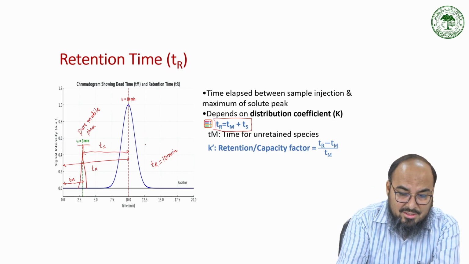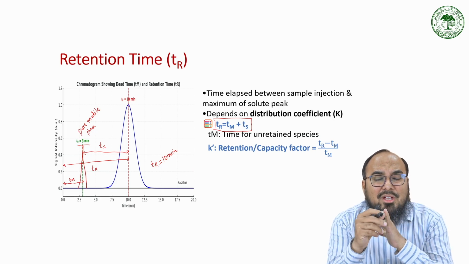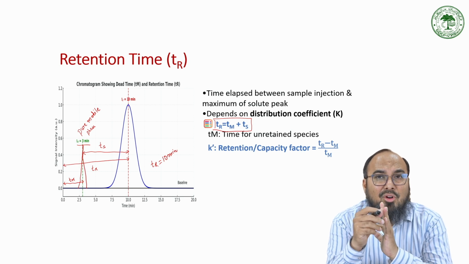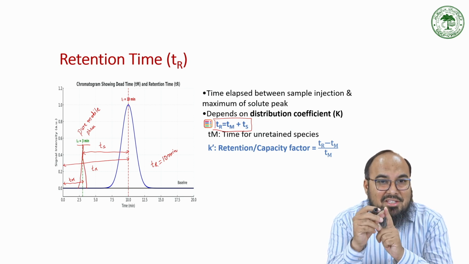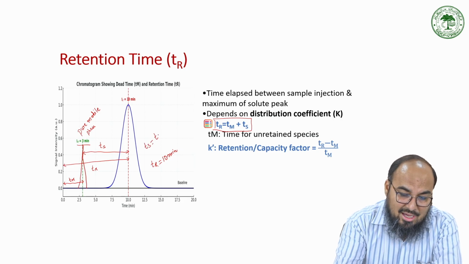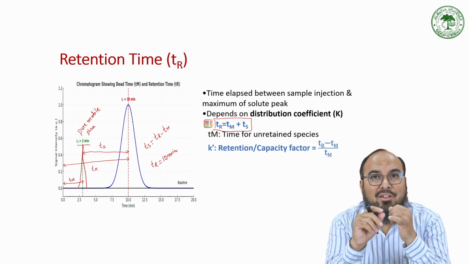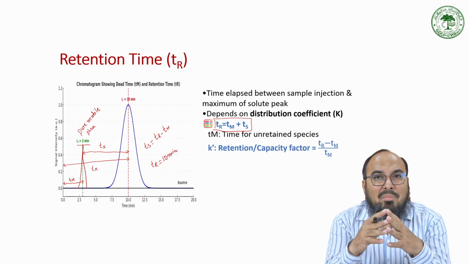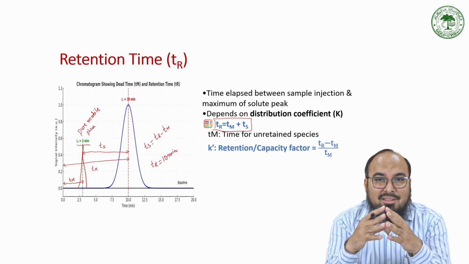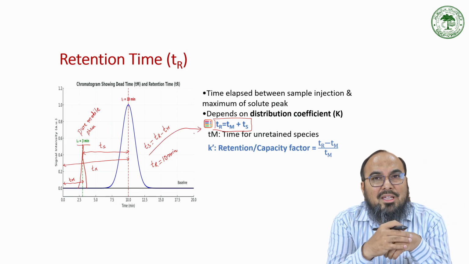Okay, so what you see, the relationship is here. It's a simple thing that TR is equal to TM plus TS. Then this TR gives you the retention time for the solute, TM gives you the retention time for the pure mobile phase, and TS is actually TR minus TM. That is, TS is giving you the retention time by the stationary phase alone. Okay, and that is the thing which we have derived from TR is equal to TM plus TS.